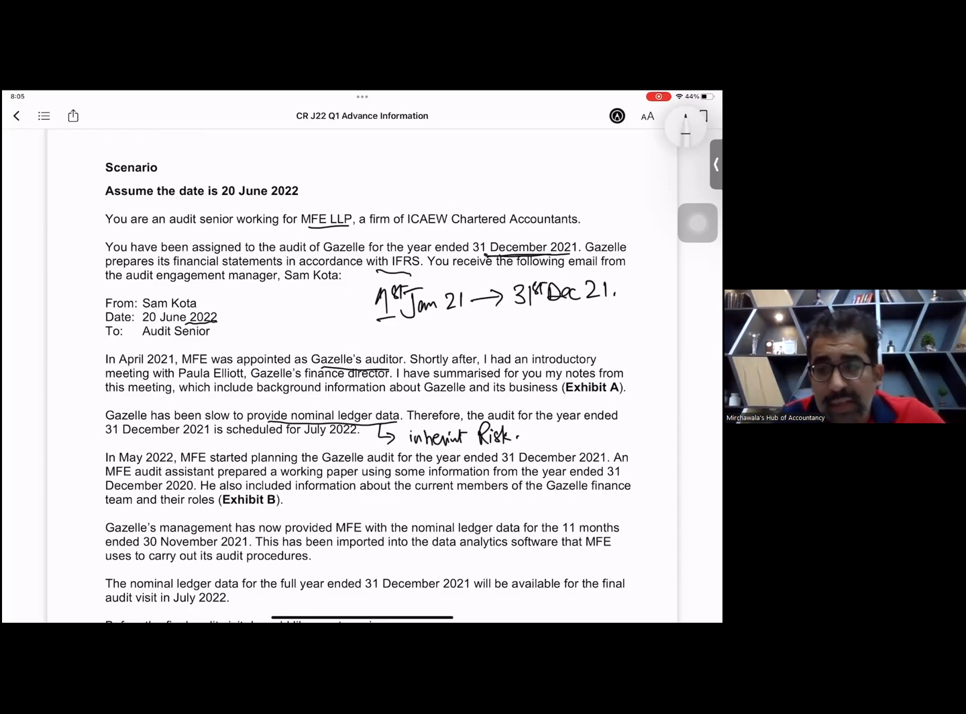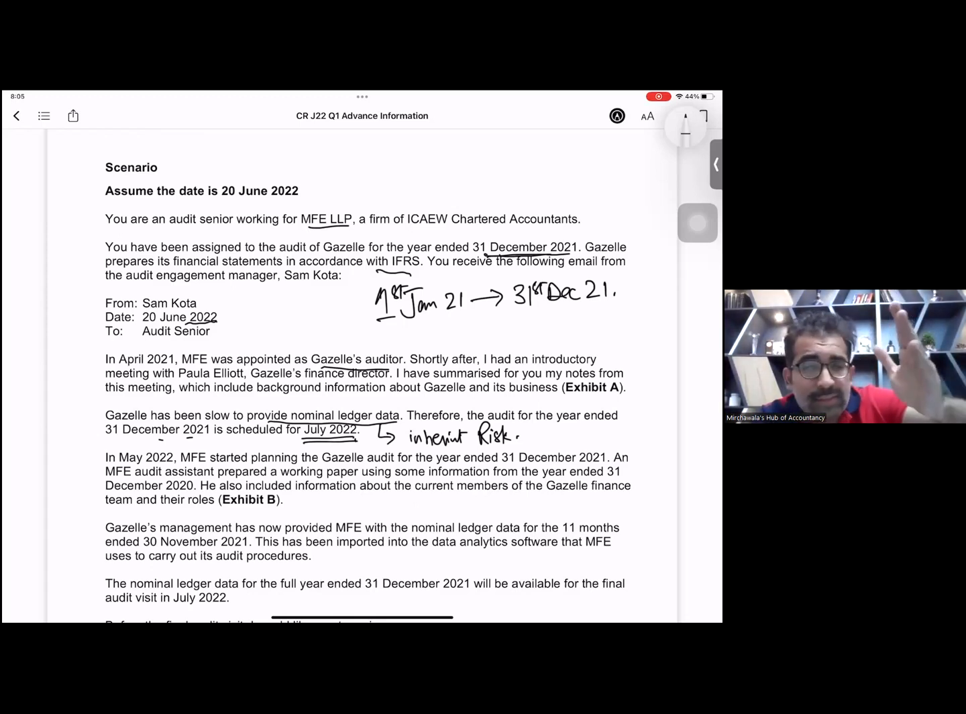Okay, they can give you something related to this in the examination room. Therefore, the audit for the year ended 31st December 21 is scheduled for July 2022. Now that means we are doing the audit after 6 months. But this is good news as well.